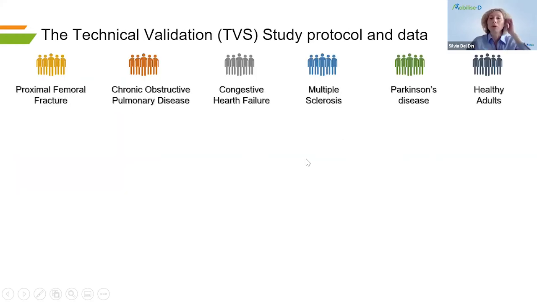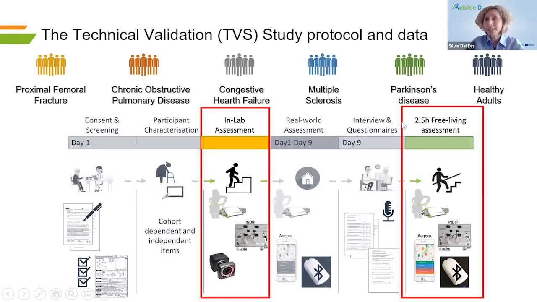And again, just a quick reminder of the technical validation study protocol and the data that we're going to use. The technical validation study has collected data in 6 different cohorts: proximal femoral fracture, COPD, chronic obstructive pulmonary disease, congestive heart failure, multiple sclerosis, Parkinson's disease, and healthy adults. As you have seen in the last webinar session, the protocol was quite an extensive one. The data that we're really going to focus on for the technical validation analysis are the in-lab assessment and the 2.5 hour free living real-world assessment.